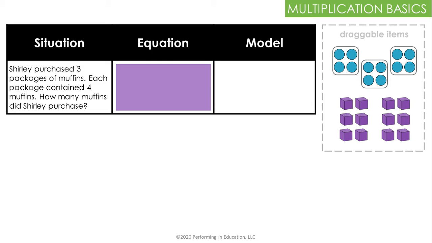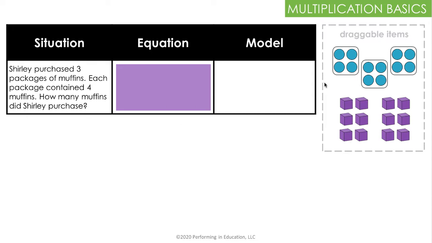Page 4 of the Green Operations Notebook, and we're still looking at multiplication basics, and we're going to use some models and write an equation for some situations. So we have to write our own equation this time instead of dragging. Shirley purchased 3 packages of muffins. Each package contained 4 muffins. How many muffins did Shirley purchase?